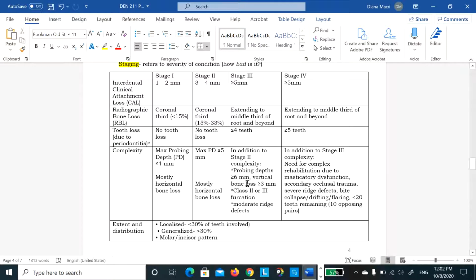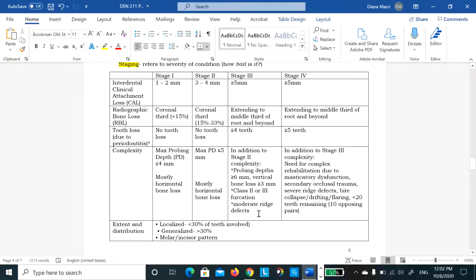Now my probing depths are more than or equal to 6 millimeters. I do have some areas of vertical bone loss. I may have a class 2 or a class 3 furcation. And moderate ridge defects refers to bone loss. There's no teeth. A ridge is an edentulous ridge.